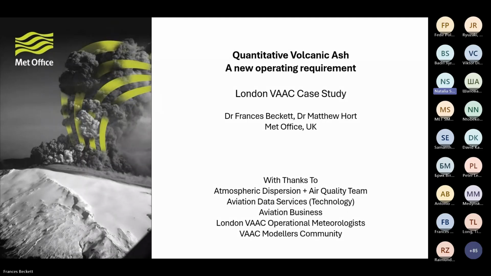So a quick introduction. I'm Frances, and together with Matthew Hort, we've put together this presentation today. I lead the science team at the Met Office, who are developing the quantitative volcanic ash forecast for the London VAC. Matthew is the Principal Fellow in Hazard Decision Making at the Met Office. Our aim is to introduce you to the new quantitative volcanic ash forecasts and to show you how they are useful when considering the hazard to a volcanic ash cloud.